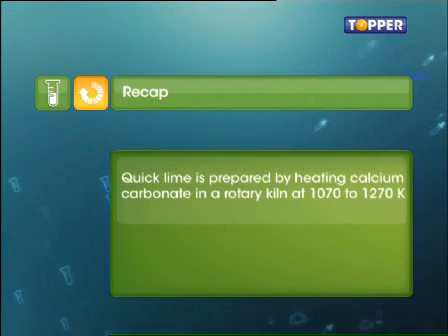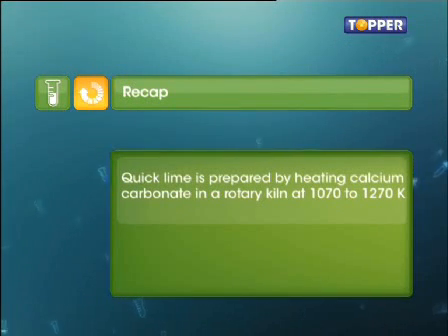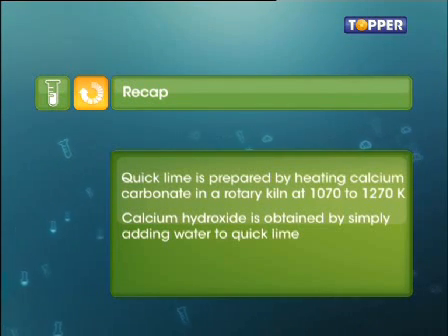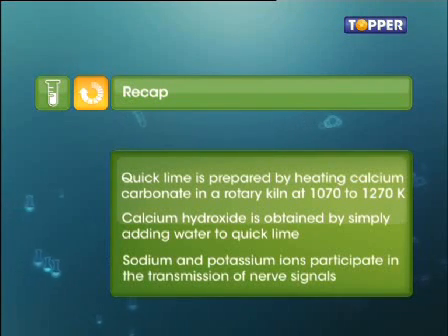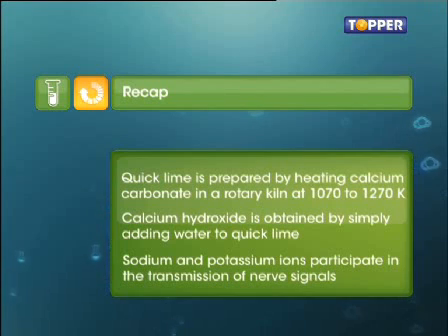Quicklime is prepared by heating calcium carbonate in a rotary kiln at 1070 to 1270 degrees Kelvin. Calcium hydroxide is obtained by simply adding water to quicklime. We also learned that sodium and potassium ions participate in the transmission of nerve signals. Now that we are through with the main points, let's not waste any more time. On to Exam Decoded.